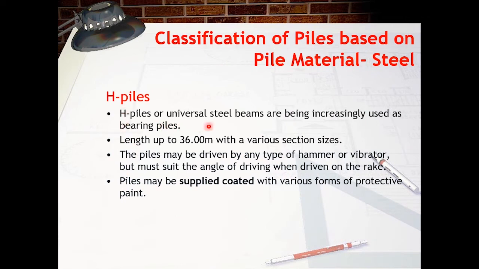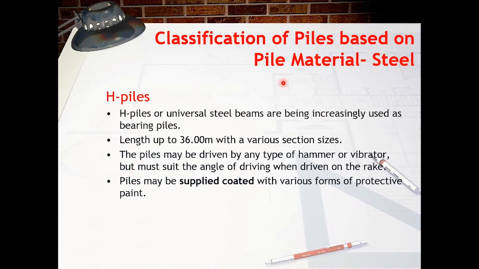H pile or universal steel beams are being increasingly used as bearing piles. The length can be up to 36 meters with various section sizes. The pile can be driven by any type of hammer or vibrator, but must suit the angle of driving when driven on the rake. Pile may be supplied coated with various forms of protective paint.